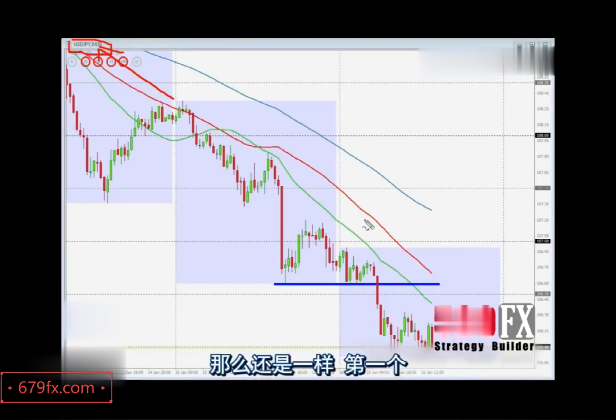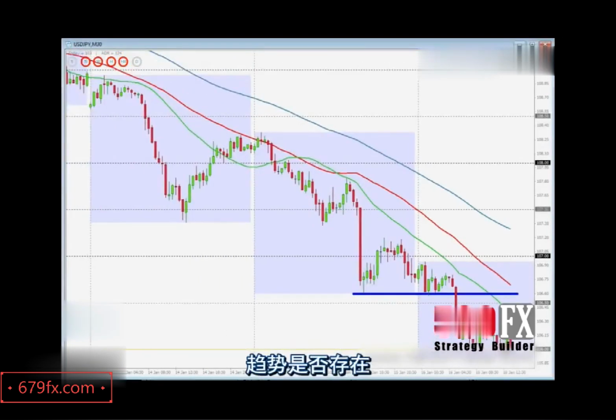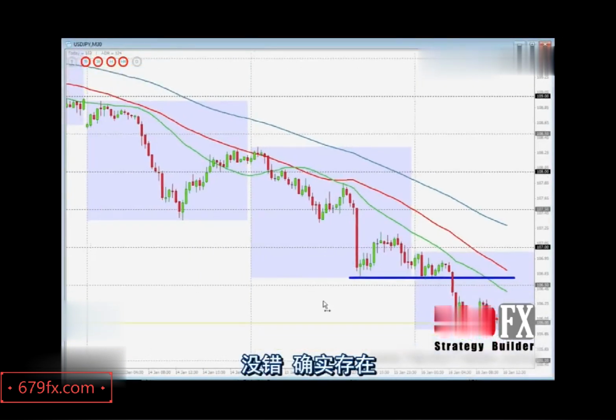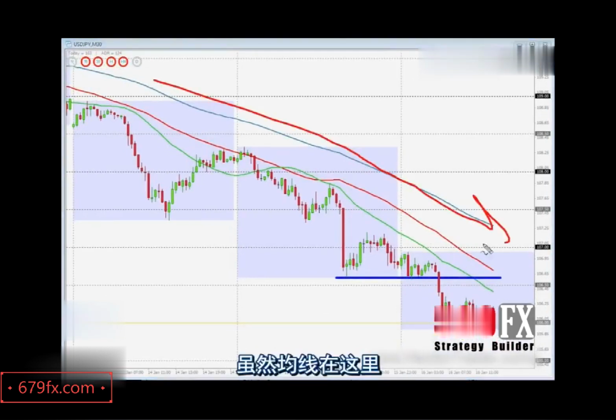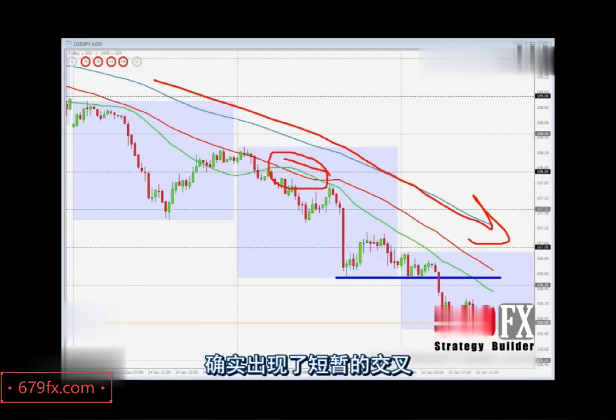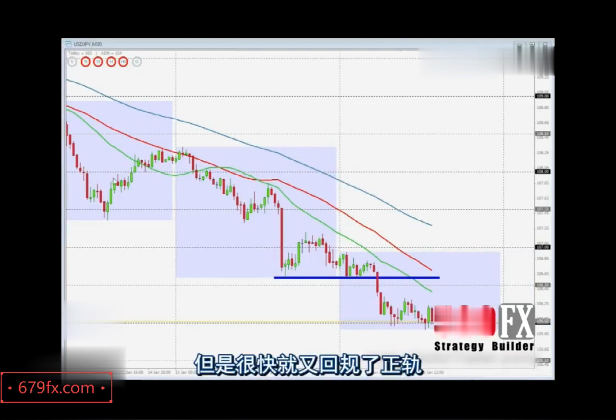So first of all, as usual, where is my trend? Is there actually any trend in place? Well, yeah, there is a trend. Have a look at that trend. We do have a little bit of a crossover there for 1 minute, for 1 second really. Actually, not for 1 second, it was for a few hours, but nonetheless, very briefly, a little bit of a crossover, but straight away it came back down in place.